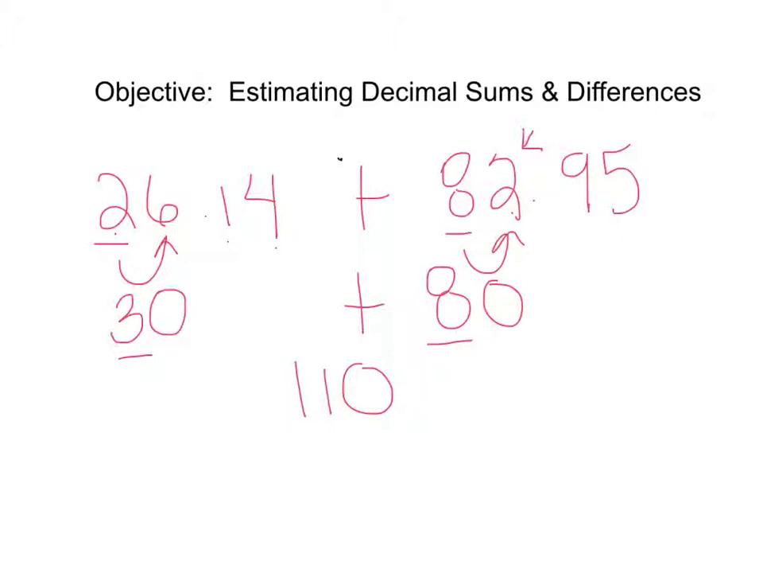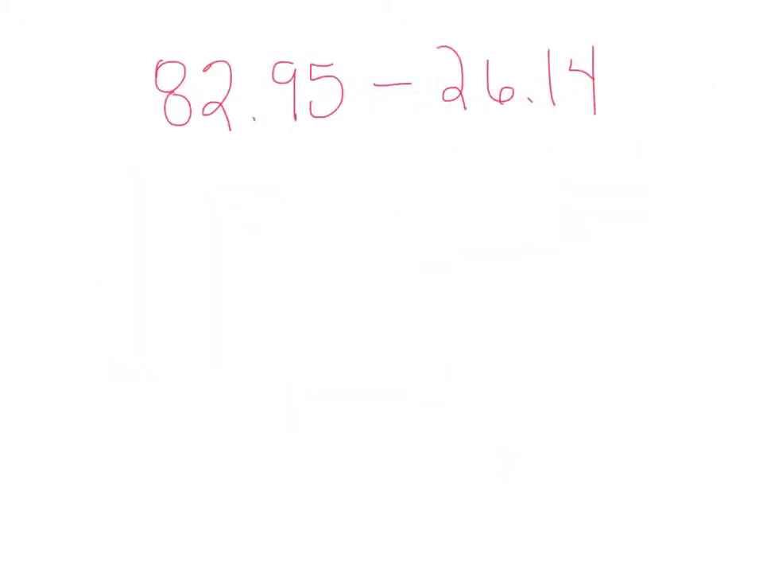Another way of estimating sums and differences in decimals is to simply go on to rounding to the nearest whole number. When I round to here I have the problem 82 and 9500ths again, and now I'm simply subtracting 26 and 1400ths. When I round to the nearest whole number, you know, boys and girls, life is just so much easier.